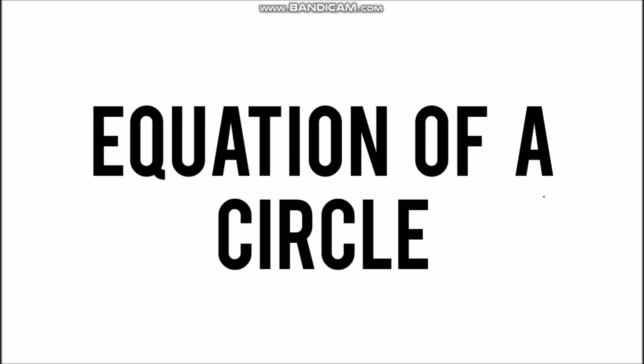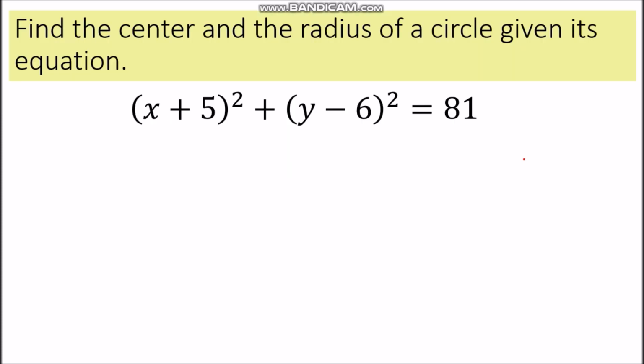For today's lesson, we will be discussing more about the equation of a circle, but this time we will focus on finding the center and the radius given its equation. So first, let's have this equation: the quantity x plus 5 squared plus the quantity y minus 6 squared equals 81. Our goal is to find the center and the radius of the given circle.